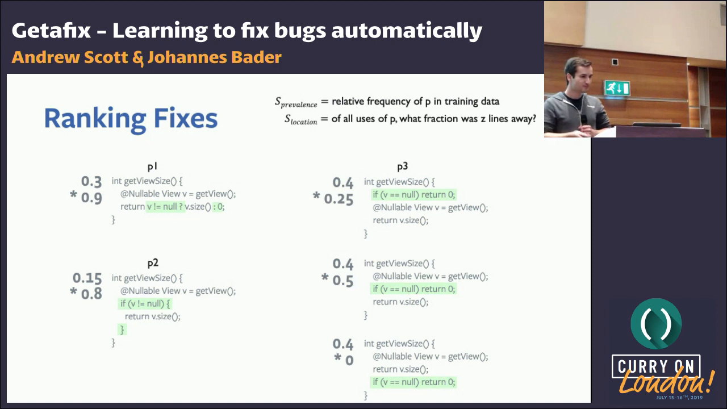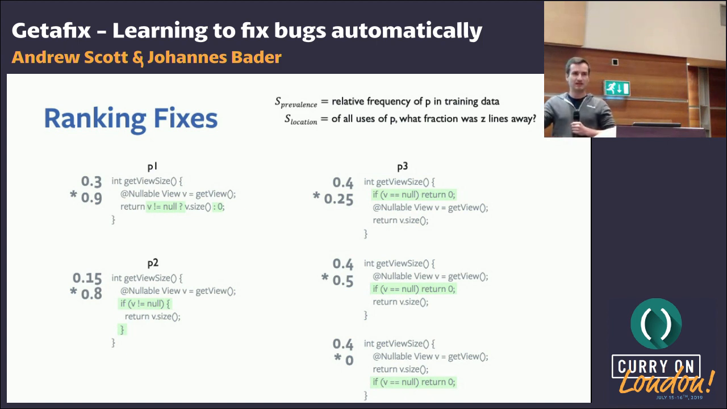Okay. Then S location, which is supposed to prefer patterns being used in the locations where we also saw them being used in the training data. And now you'll immediately see that the third candidate P3 has score 0 because hopefully in our training data we saw no cases where the bug was fixed by inserting an early return after the bug. So that's the way it's discarded.